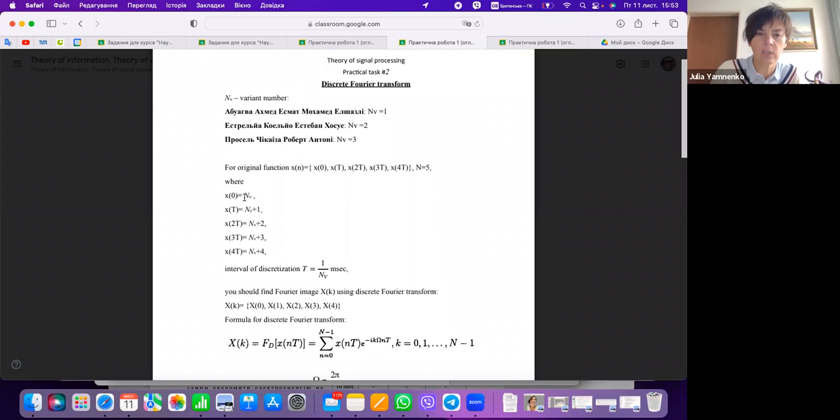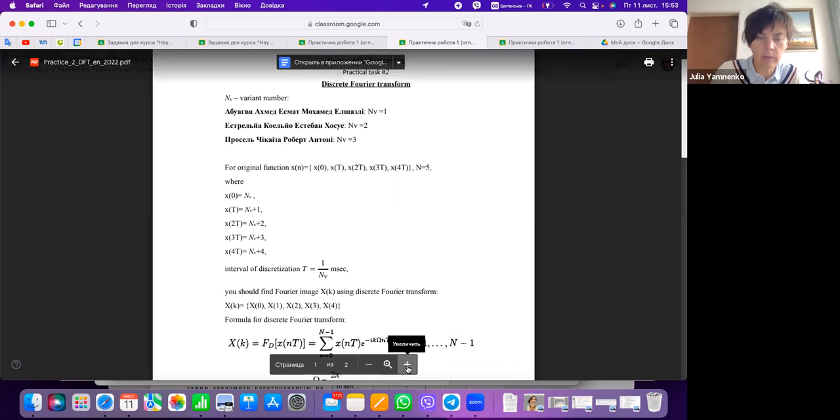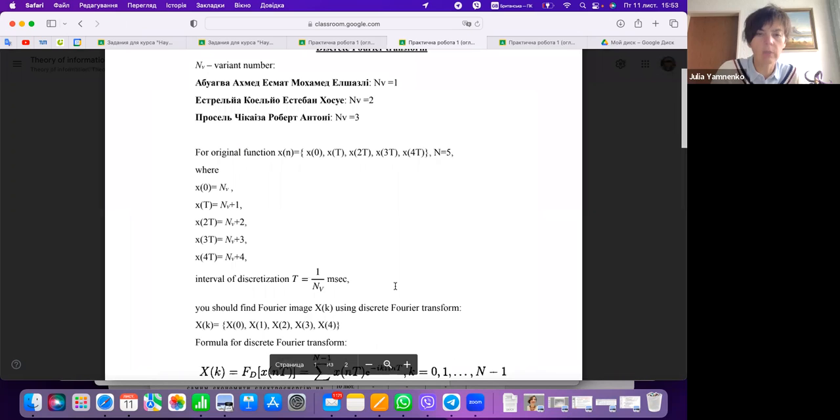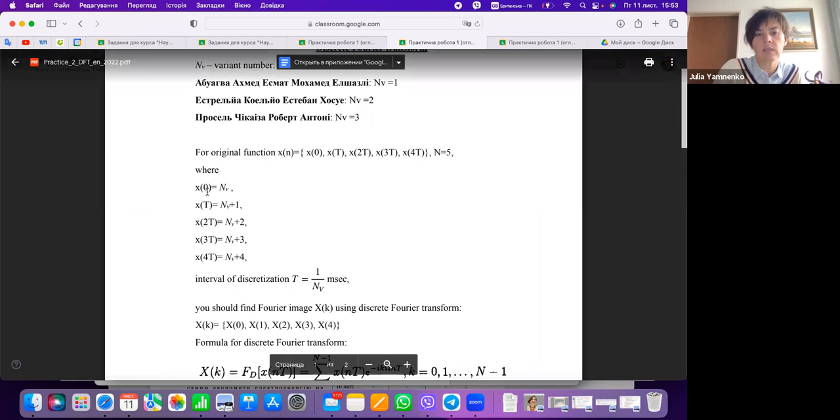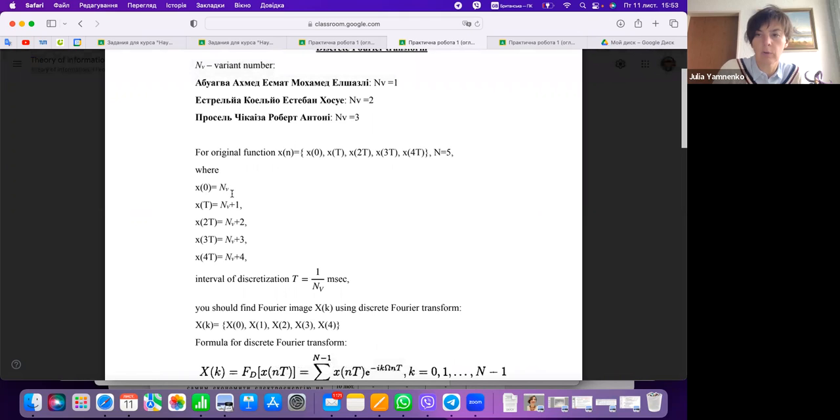So x[0] is just NV, the number of variant. I will make it a little bit bigger. I think it's better. So x[0], the first value, is equal to the number of your variant. The next one is NV plus 1, then NV plus 2, plus 3, and plus 4. In total 5 values, and they will be concrete numbers in each case. And also the discretization interval, indicated by the capital letter T, is calculated as 1 over NV, where NV is your variant number, in milliseconds.